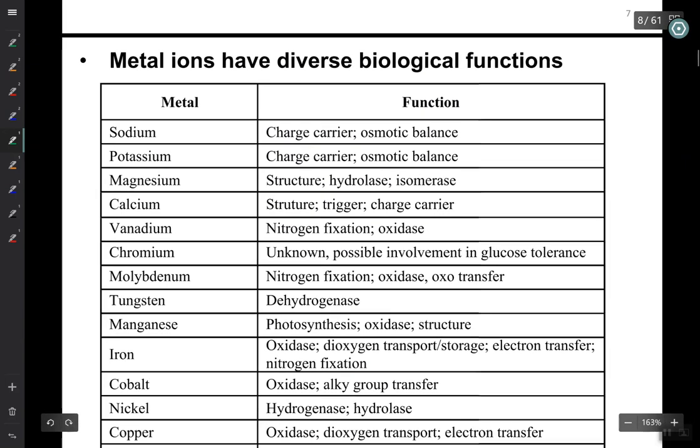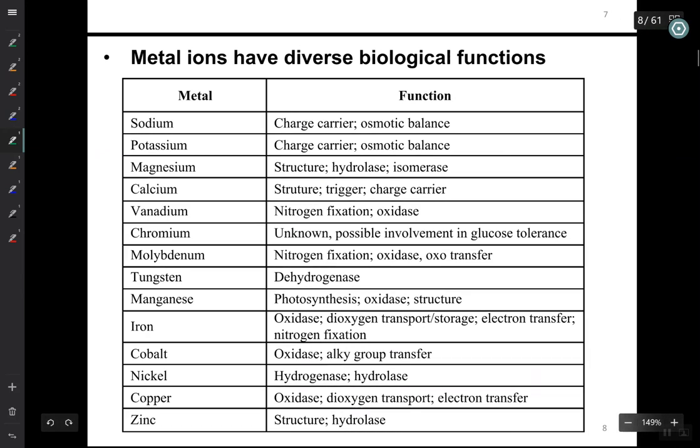So you probably know that metals are essential in living systems and that they carry out many different functions. So some of these metals you're quite familiar with: sodium, potassium, calcium, iron, copper, zinc. But there are others that you might not be as familiar with. So things like chromium, molybdenum, vanadium, tungsten, they all play very specific roles in many different biological reactions. So that's why they're important. That's why we study them.